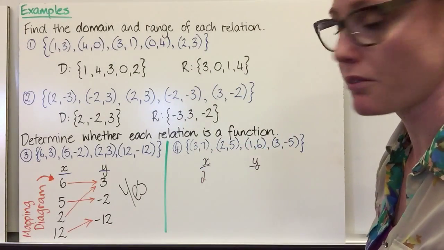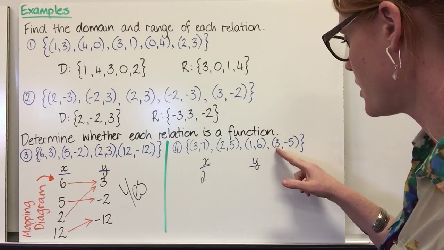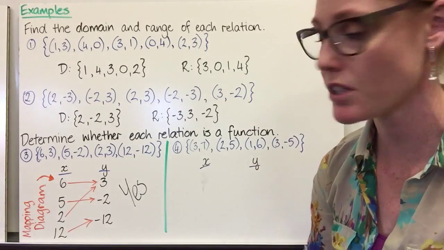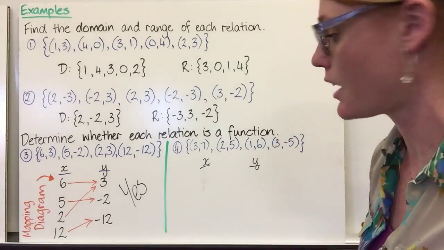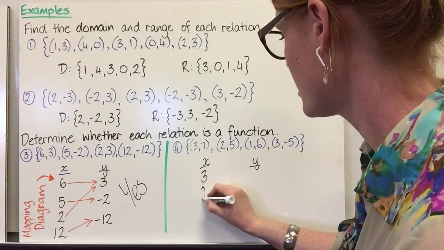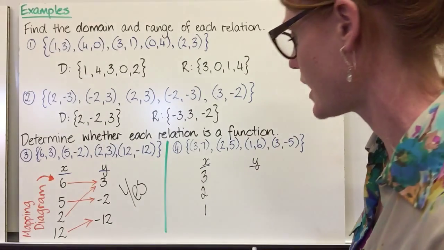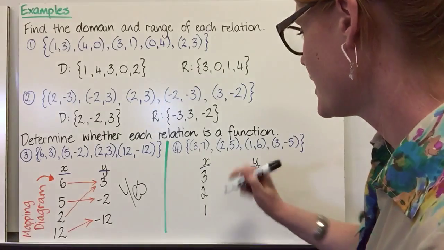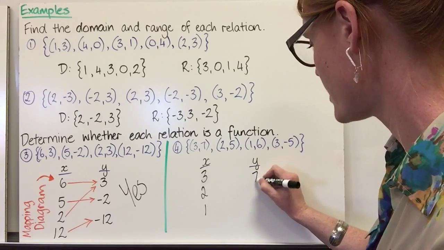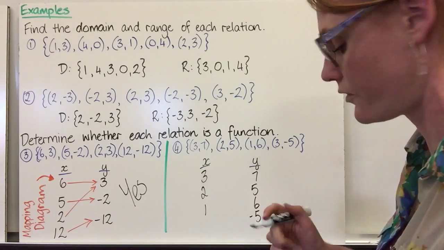Over here we have another relation: (3, 7), (2, 5), (1, 6), (3, -5). In order to determine whether it is a function, we're going to go ahead and list our x and y values. So our x values are 3, 2, and 1. We have a repeat of 3. We don't need to list that again, but that should be a clue. And then we have our y values. We have 7, 5, 6, and -5.